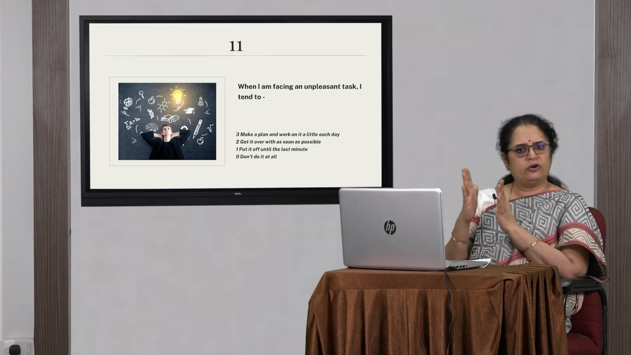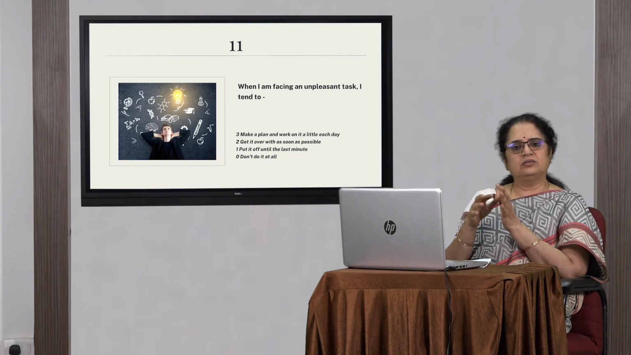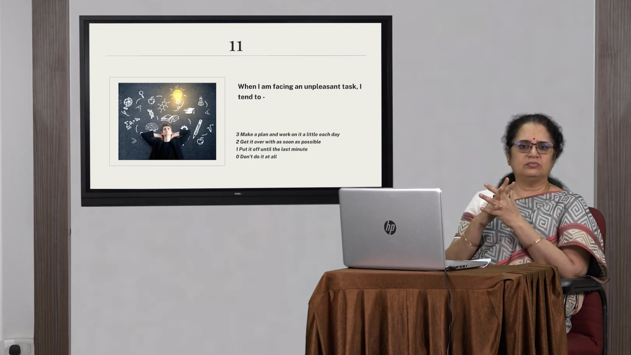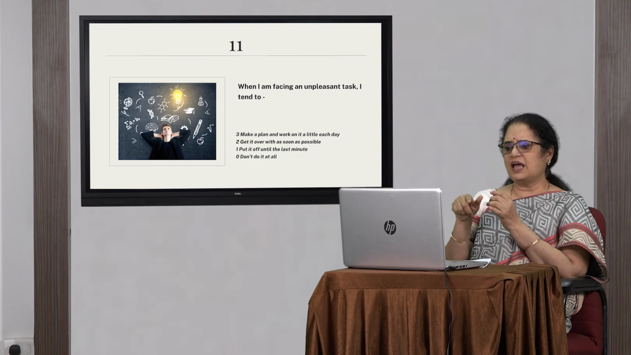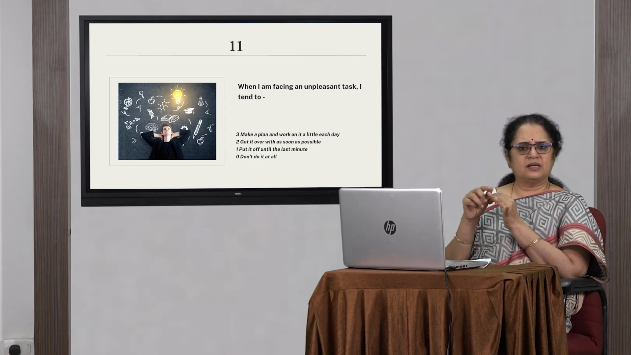Do I put it off till the last moment? I really have to submit it tomorrow, so I am sitting and working on it today. Or I don't do it at all. I'll face the consequences, but I don't want to do this. I don't like doing it. It doesn't have to be a project, it can be so many other examples.